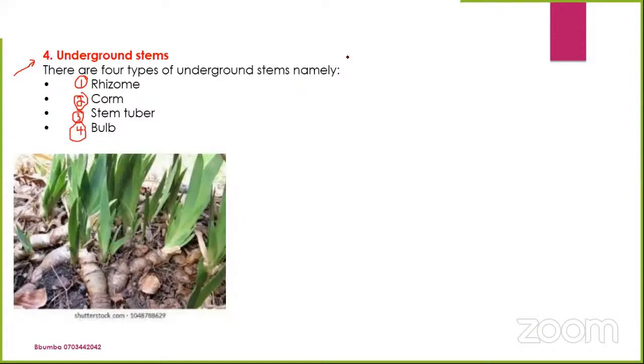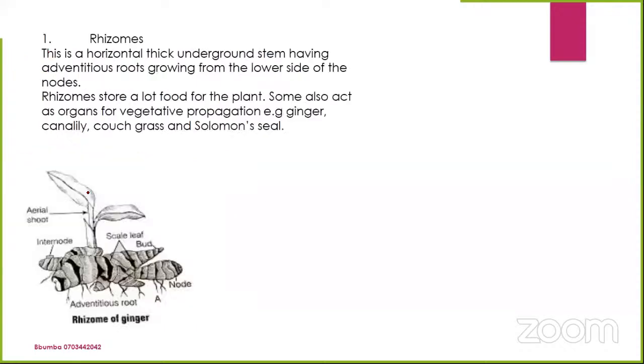Biology has 2 papers. Paper 1, which is theory, and then paper 2, or some people do paper 3. So paper 2, which is practical. So they can bring you something, any of these underground stems, and they want you to identify them. Now the picture here, I think it is a picture of canna lily. Is it? When it is still young, as it is still growing. But we are going to understand one by one, and we are going to begin with the rhizome.